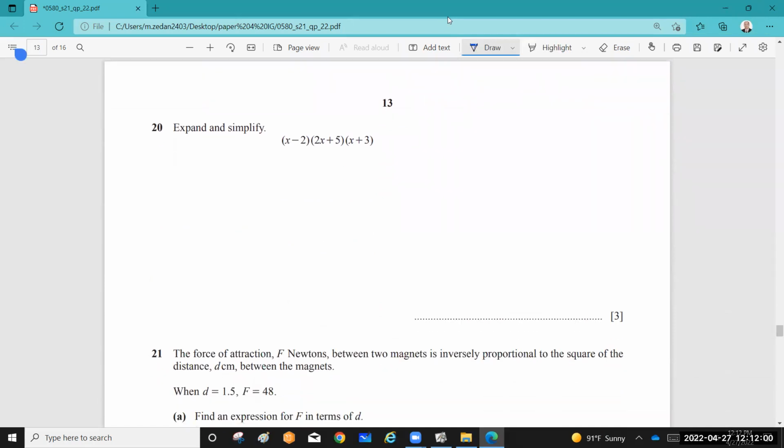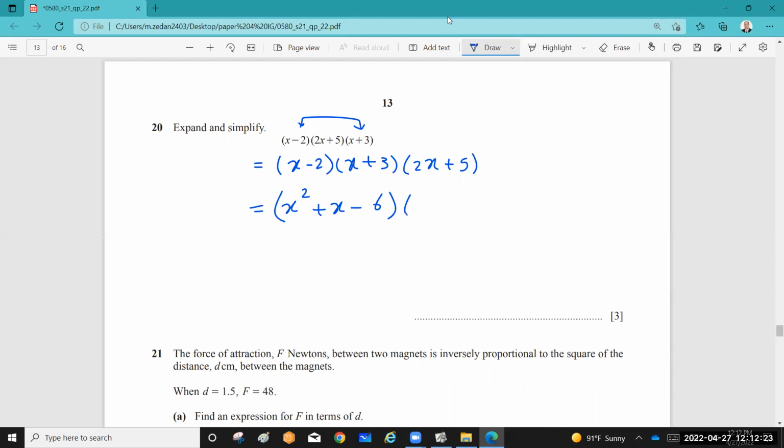Expand and simplify, very easy question. Yeah, I can expand x minus 2. You can multiply any two binomials first. I just multiply x minus 2 into x plus 3 first, and then just leave the 2x plus 5 in the last step. This product is x squared minus 2x plus 3x is x and minus 6.